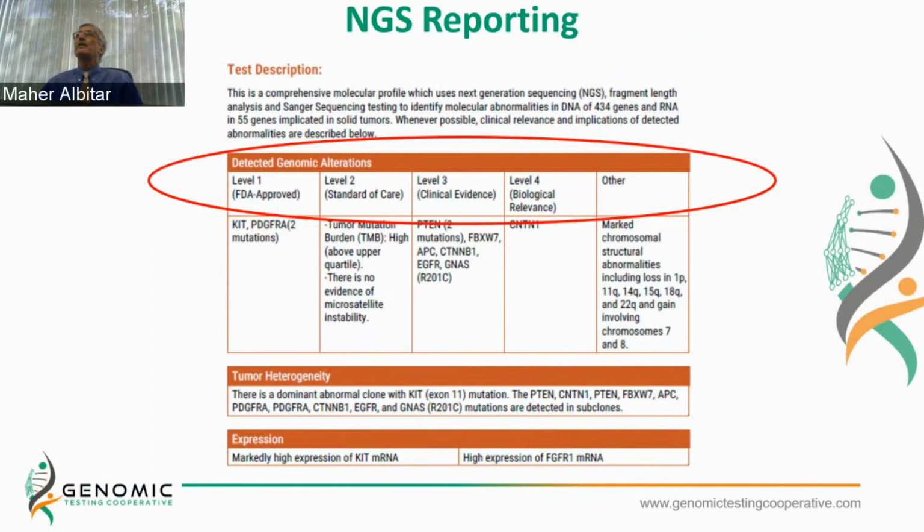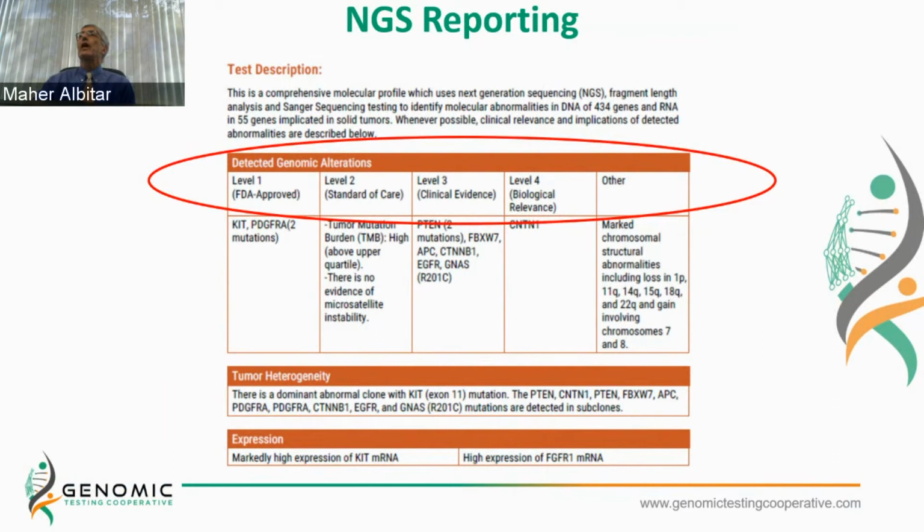If it is an FDA approved indication, we will report it as level 1. Second, if it is standard of care or has other clinical relevance, that's level 3, and level 4 is for biological relevance. And if we find other findings, we also report them.